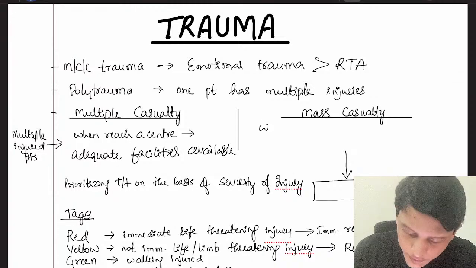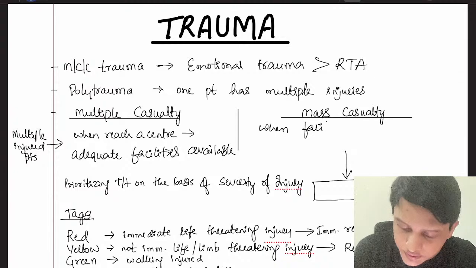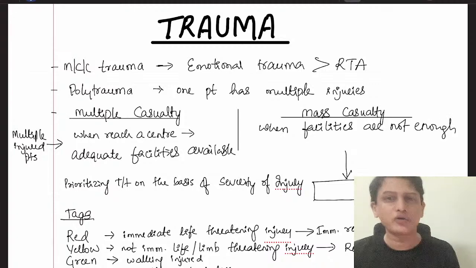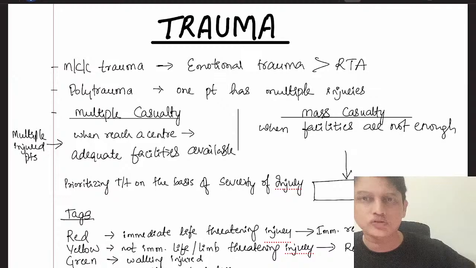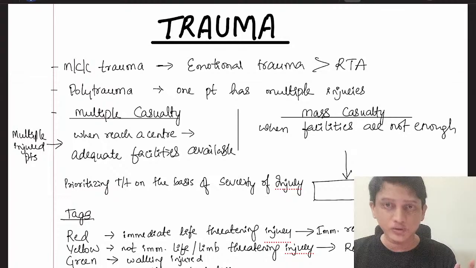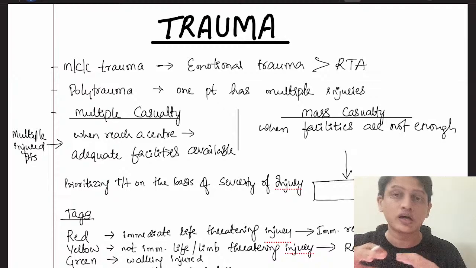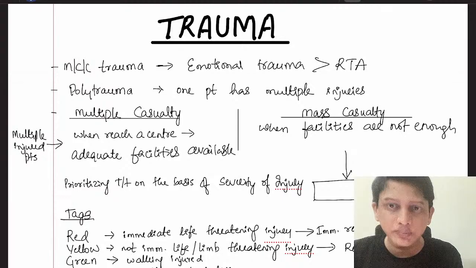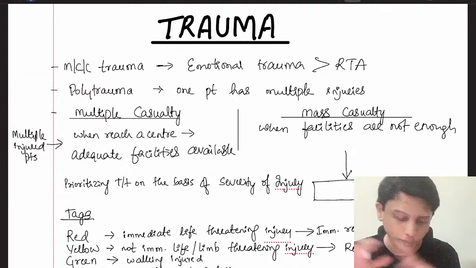So when facilities are not enough, then you call it a mass casualty. We come across this word in newspapers every day. There was a mass casualty in Himachal Pradesh when a bus fell down into a valley. So this is the difference between multiple casualty and mass casualty: what you can handle in your own way alone is a multiple casualty, whereas a mass casualty is when the patients overwhelm the available facilities in your center. So hope it's clear.